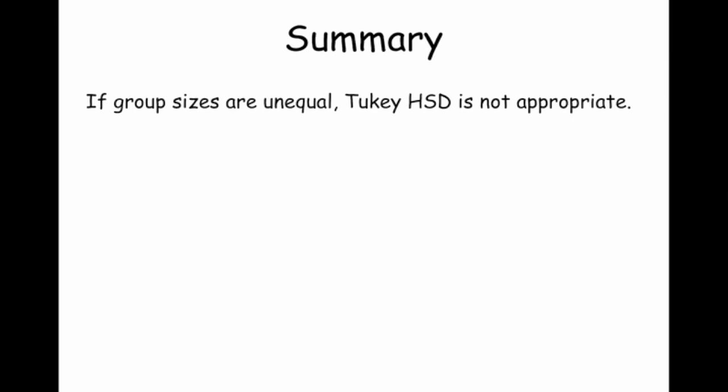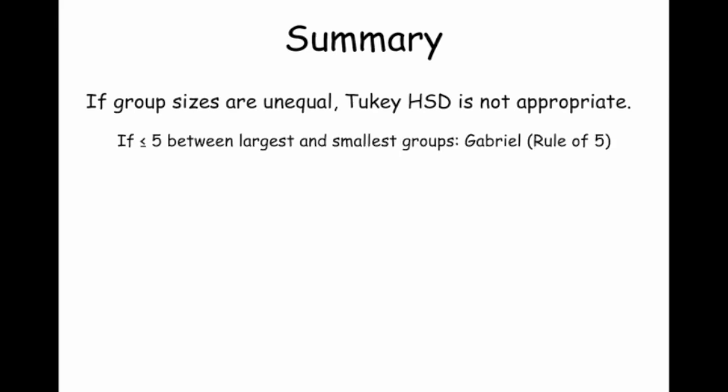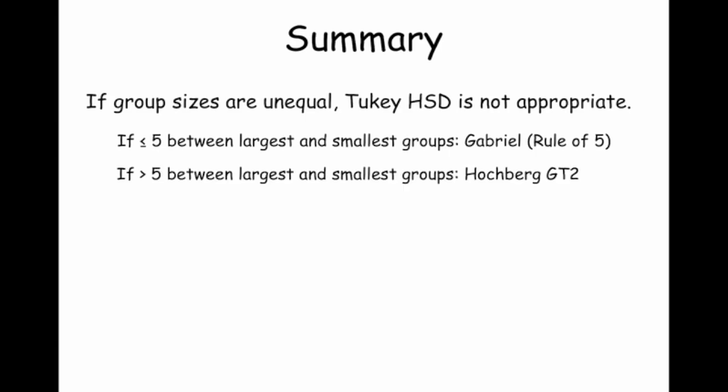When ANOVA results are statistically significant and the group sizes are unequal, the Tukey test is not appropriate. If the groups are fairly similar in size, the Gabriel test should be used. If there are larger differences in sample size, use the Hochberg test. These procedures both assume that the equal variance assumption was met.